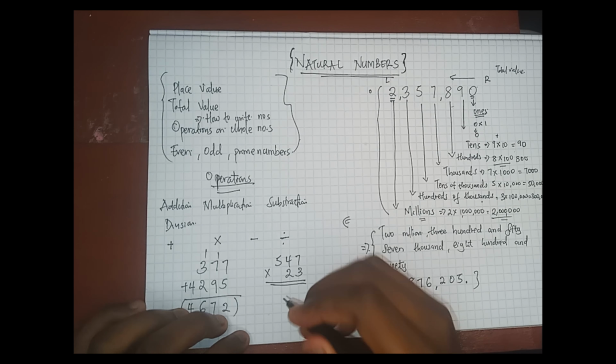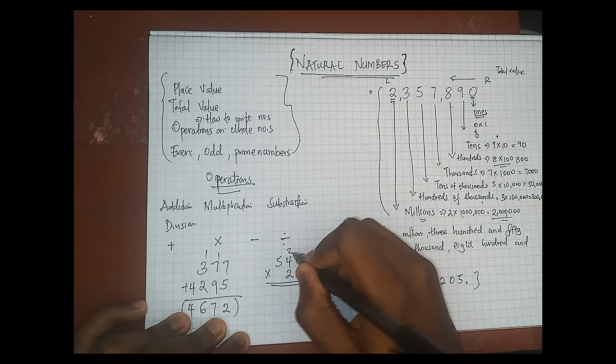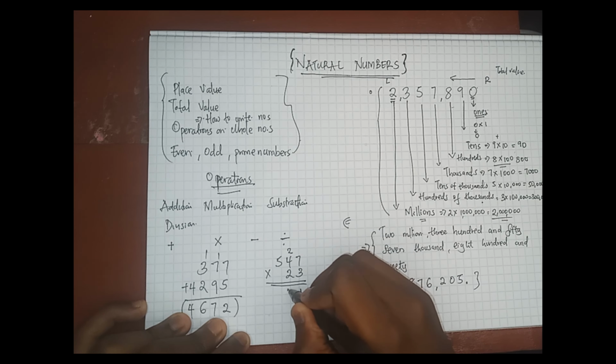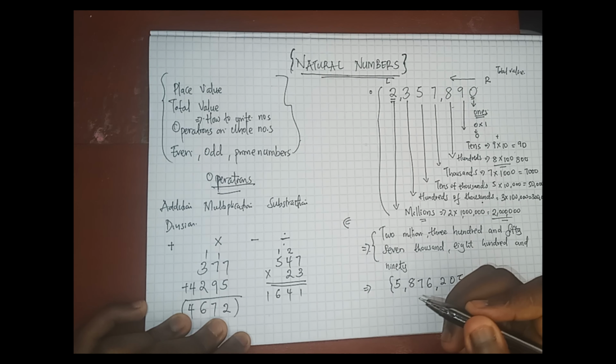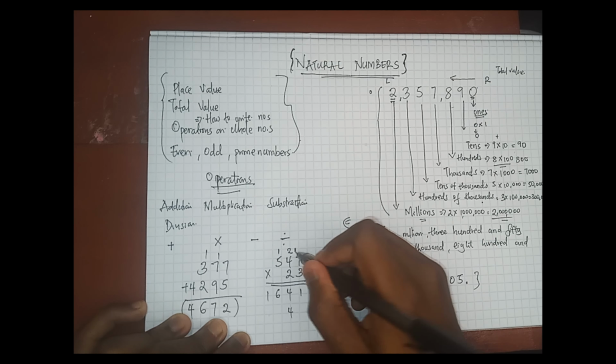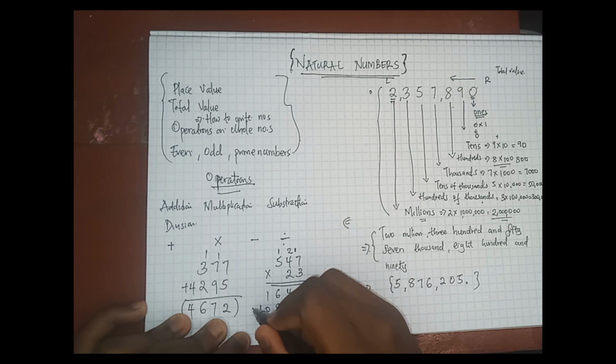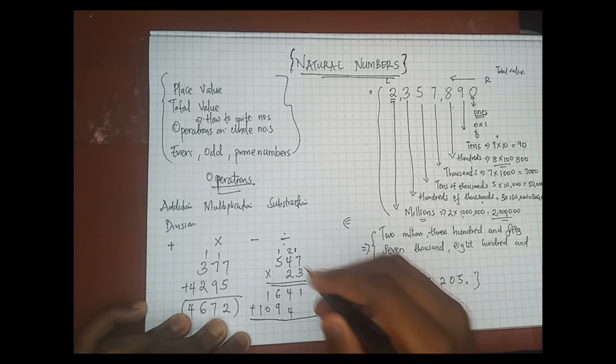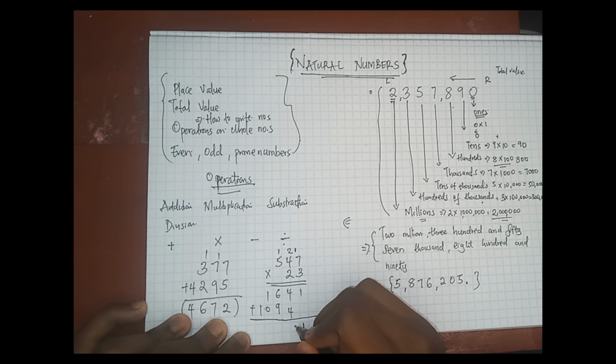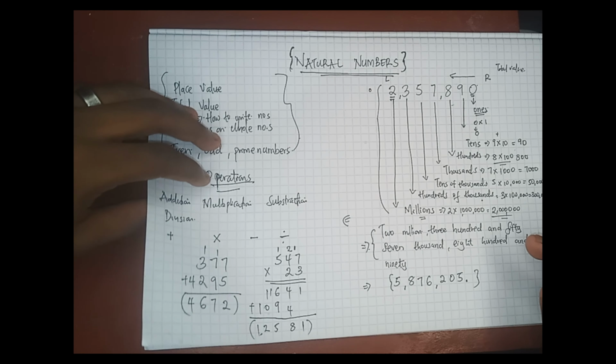So 3 times 7, 14, 16, 41, 14, 9, 10. Then you add. So 1, 8, 15, 2, 1. So to move on to simple subtraction.